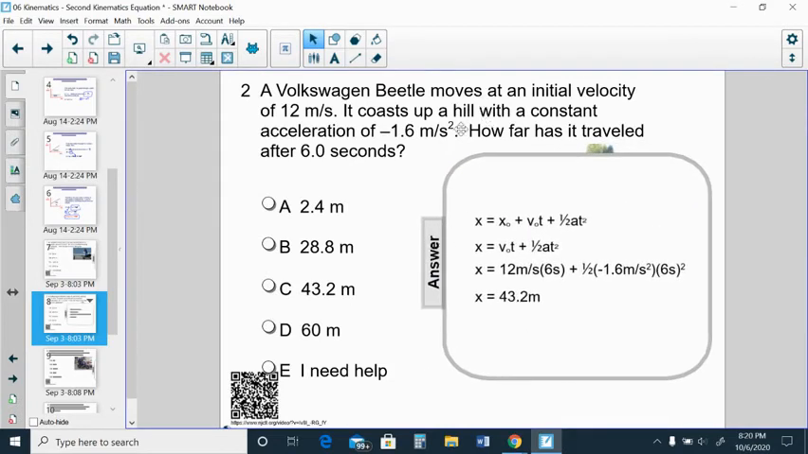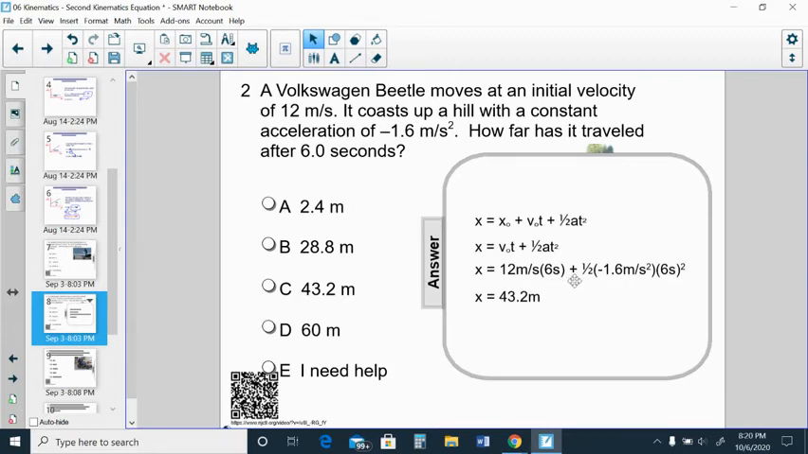Okay, so again, we have our second kinematics equation. Something that we can cancel out is the initial displacement, since we're just starting from position 0. So you have an equation where you would solve based on what is left here. We are given an initial velocity of 12 meters per second. It travels for 6 seconds.